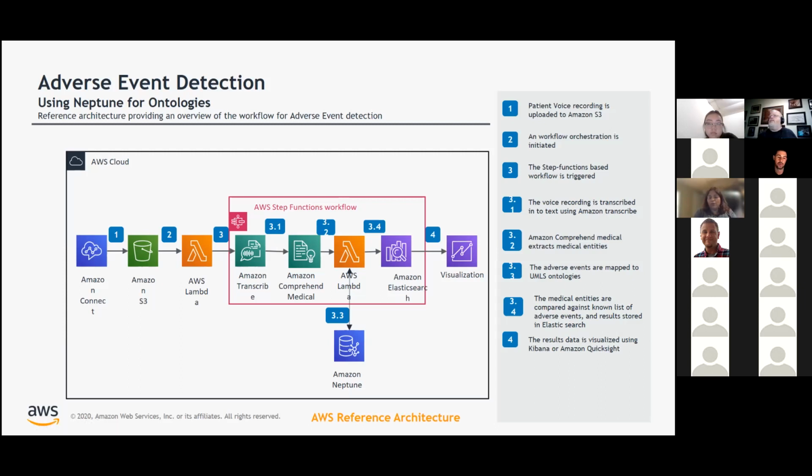So it's very simple to manipulate the data. Based on what it finds in step 3.2, it will flag this particular data, whether it has an adverse event, yes or no. Regardless of whether it is an adverse event or not, the data will get stored in Elasticsearch, and then it can be visualized in Kibana.